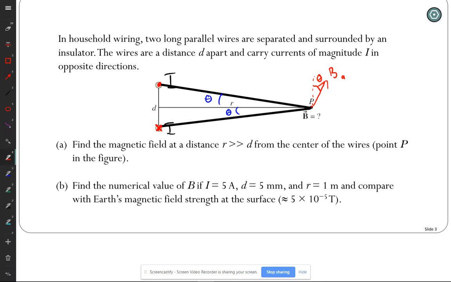You're gonna find the magnitude of this. Then you have another one, that's going in a different direction. They'll have the same magnitude because they're the same. And then you have to add those two vectors, those two magnetic fields, as vectors. Let's just do the first one.